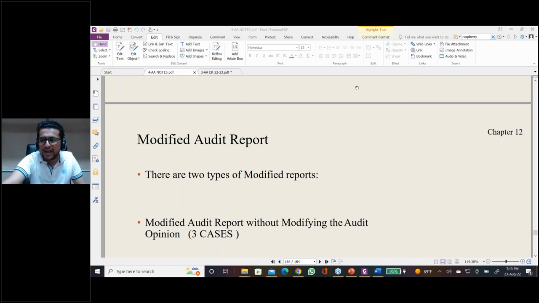So as things stand, are you clear with the unmodified audit report? Remember, within the unmodified audit report, the auditor's opinion would always be that the financial statements are reflecting a true and fair view. It's a mandatory case. Is this clear?